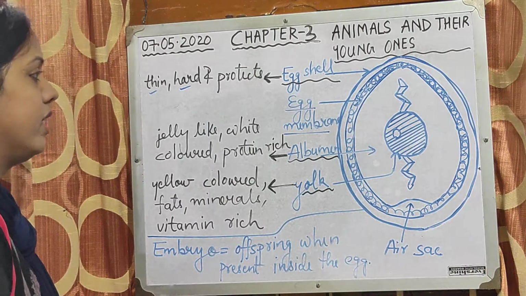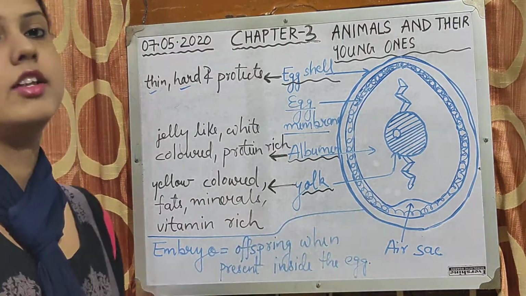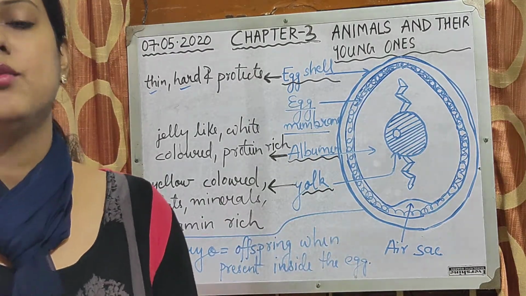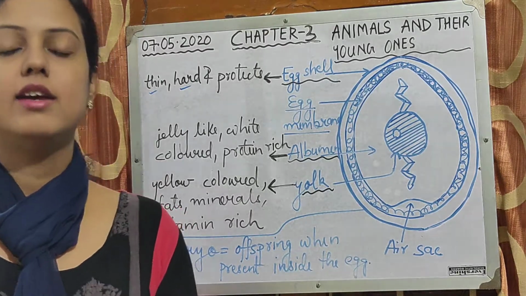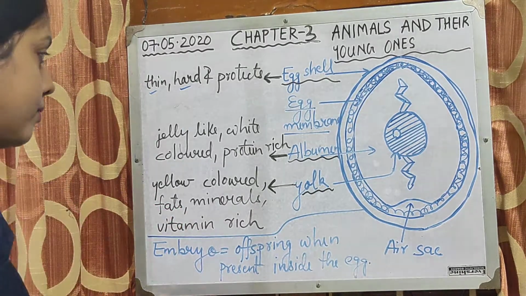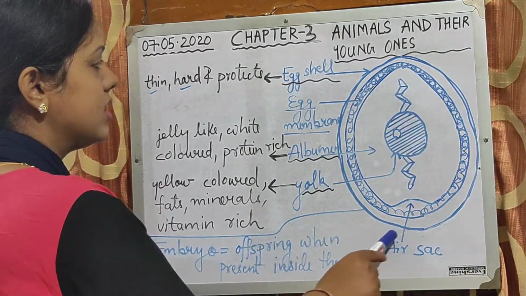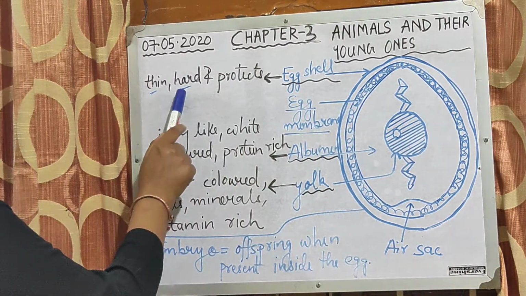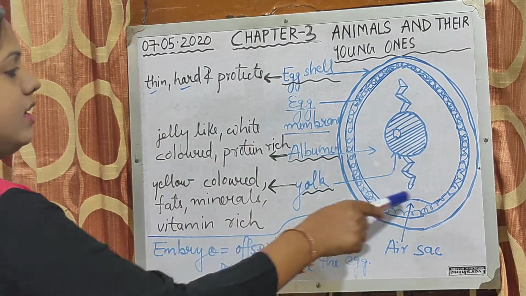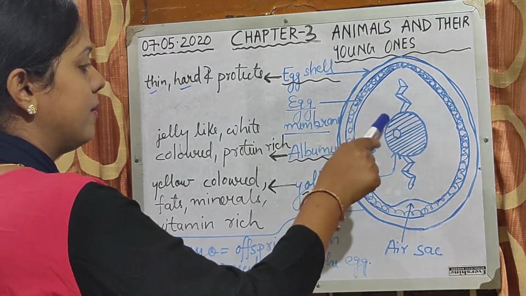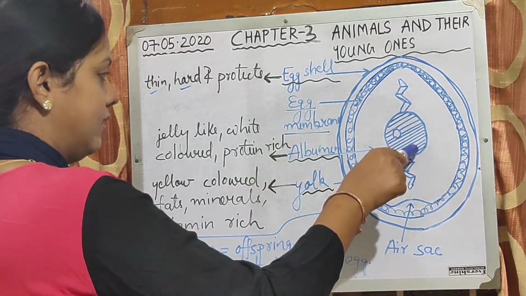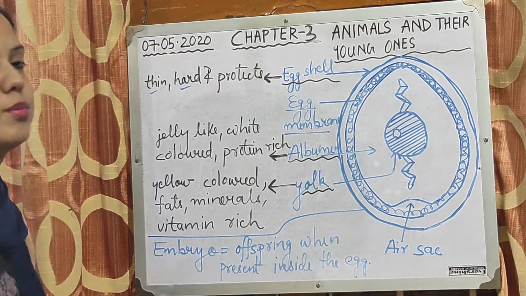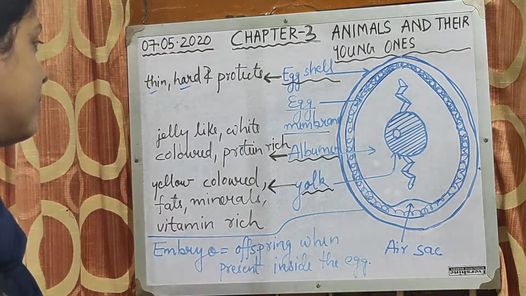So let's have a quick revision. First of all, the offspring or the young one which is present inside an egg is known as embryo. The outermost layer of the egg is known as eggshell. Eggshell is thin and hard and it protects the internal components like the egg membrane, albumin, then yolk and embryo. It gives protection to them.